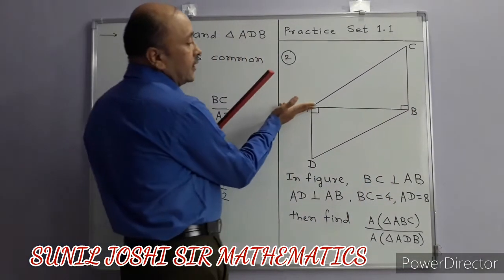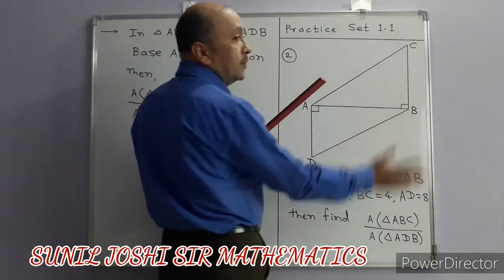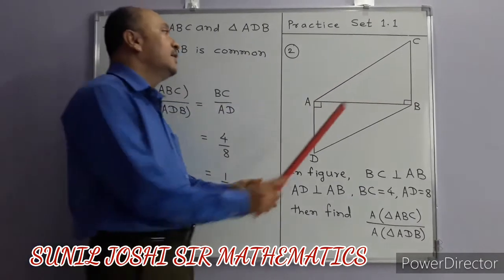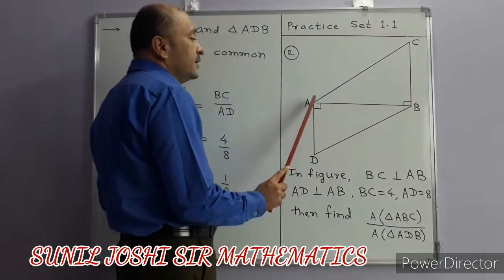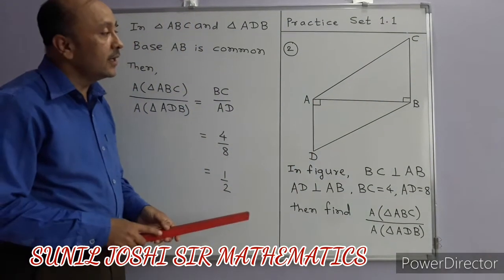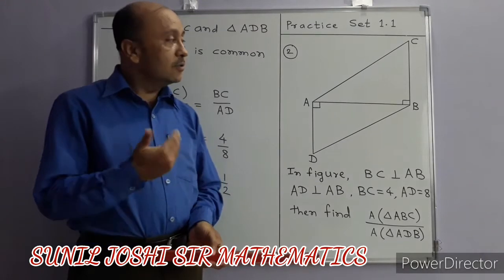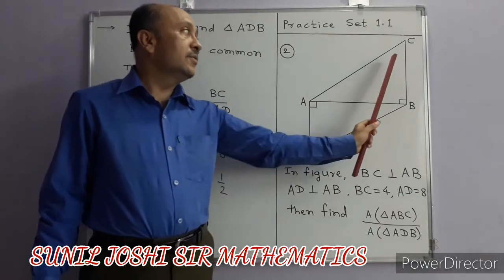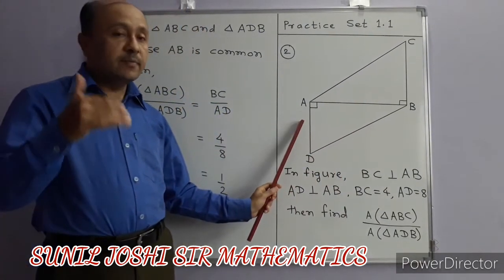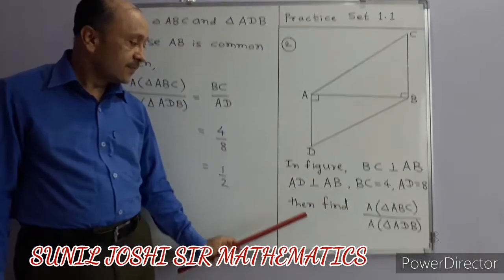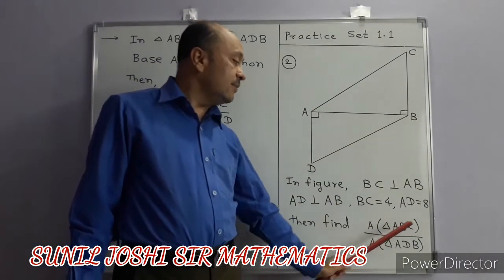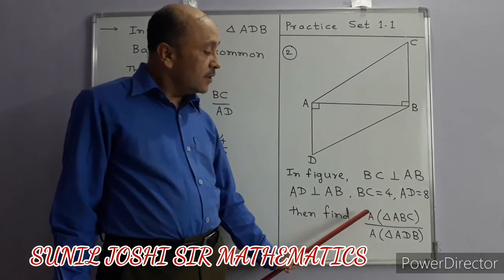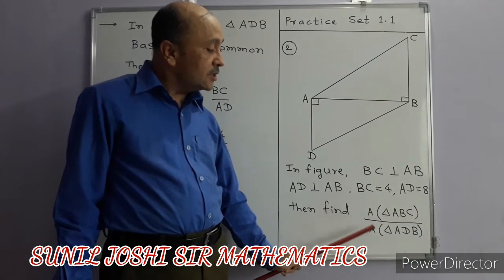If you cut the figure from here, we get two triangles with the common base AB. The height of this triangle is different and the height of that triangle is different. With the formula, area of triangle is equal to half into base into height, the half is going to be cancelled, and the common base is also going to be cancelled. Then only the height remains. That should be in your mind, which formula to use here. Then what do we have to find out? Area of triangle ABC divided by area of triangle ADB. That is the question, which depends on the ratio of areas of two triangles.